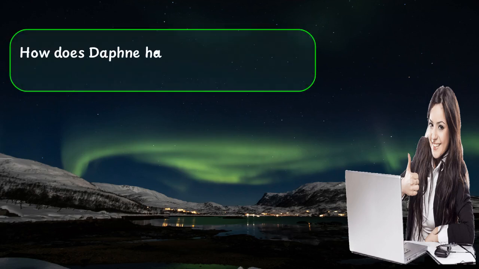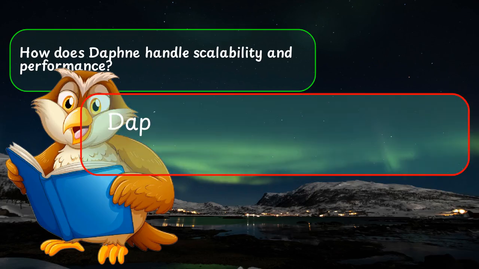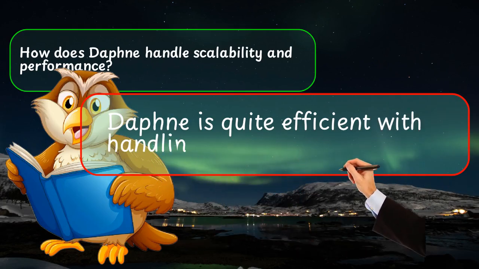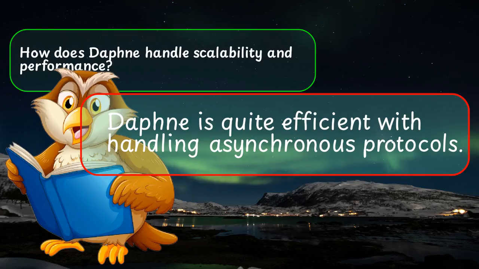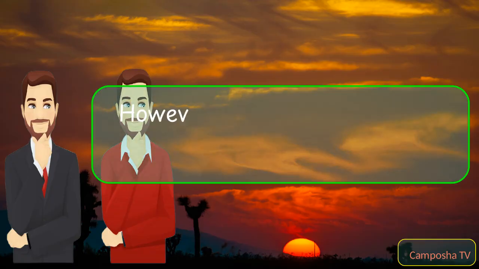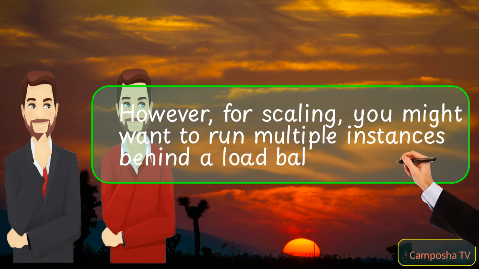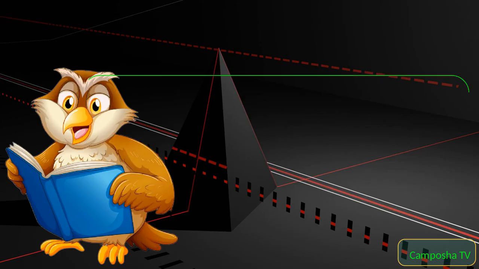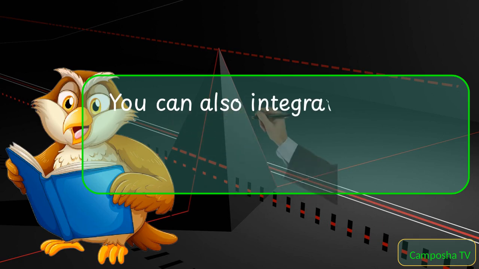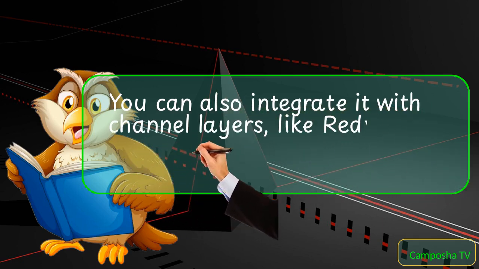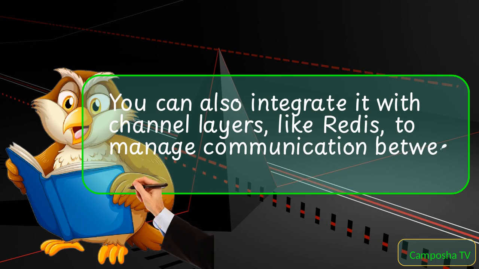How does Daphne handle scalability and performance? Daphne is quite efficient with handling asynchronous protocols. However, for scaling, you might want to run multiple instances behind a load balancer. You can also integrate it with channel layers, like Redis, to manage communication between different instances.